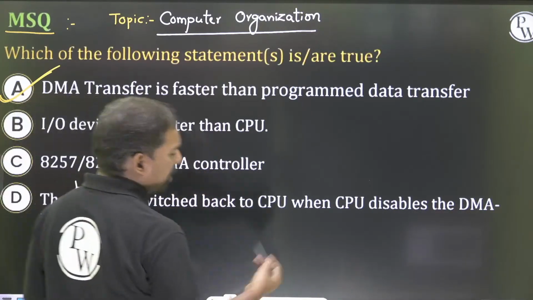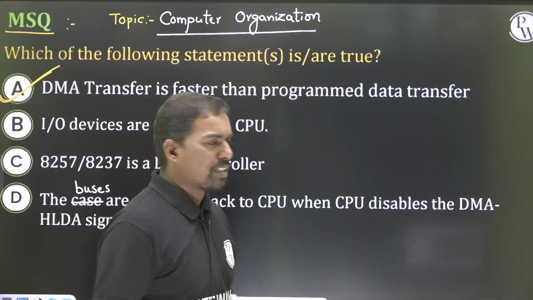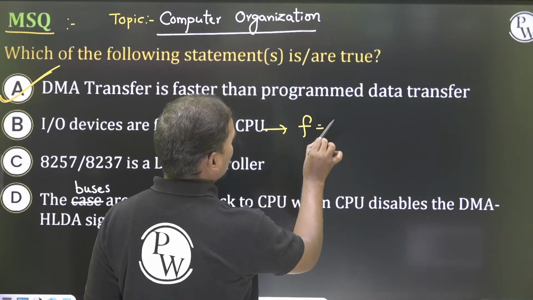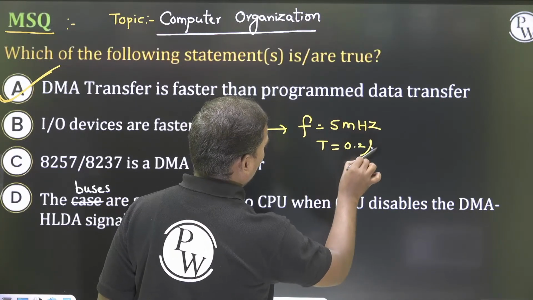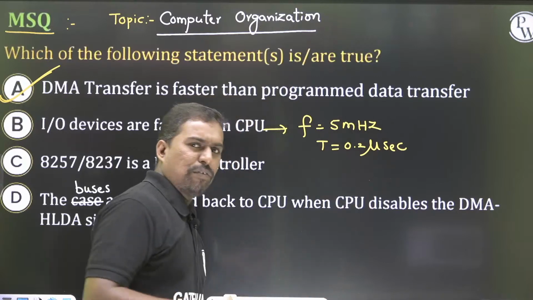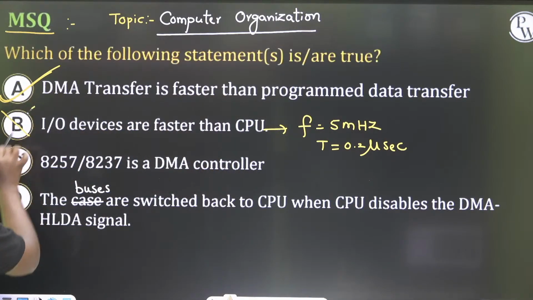IO devices like keyboard and monitor are never faster. Why? Because the CPU runs with a frequency of 5 megahertz. When frequency is 5 megahertz, time is equal to 0.2 microseconds. So its T states are very fast. So IO devices are not faster.